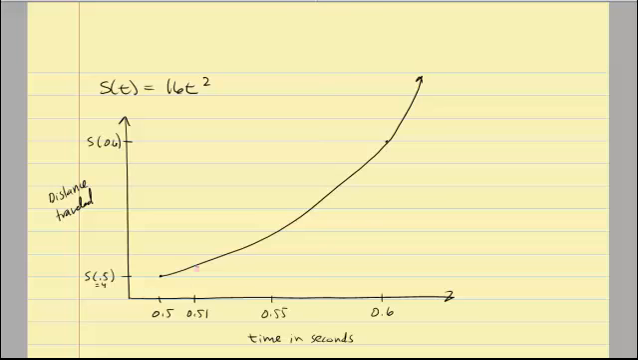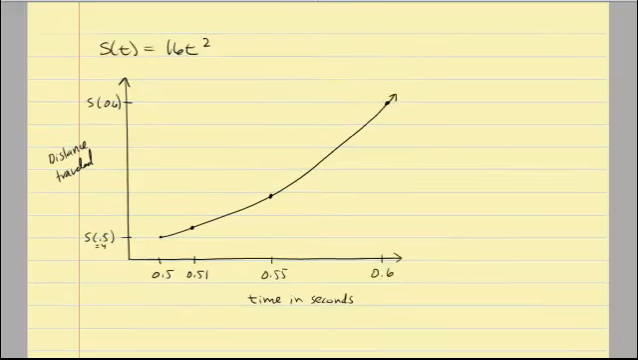And this is what we're interested in looking at. So 0.51 would be this value. 0.55 would be this value. And of course, 0.6 is already plotted up here. Okay, now what we want to do is we want to find the slopes of each of these secant lines. We want to find the slope of the secant line between 0.5 and 0.51, 0.5 and 0.55, 0.5 and 0.6. And so that's what we're going to do next.